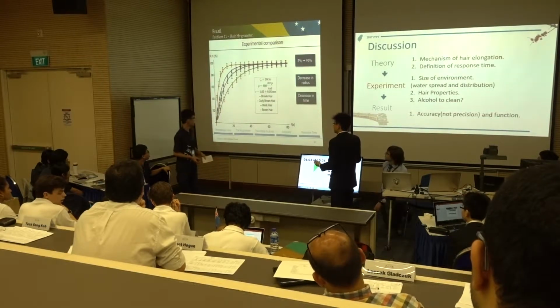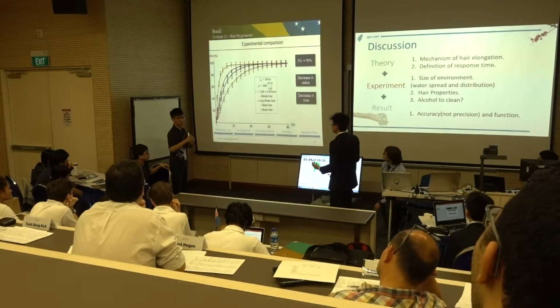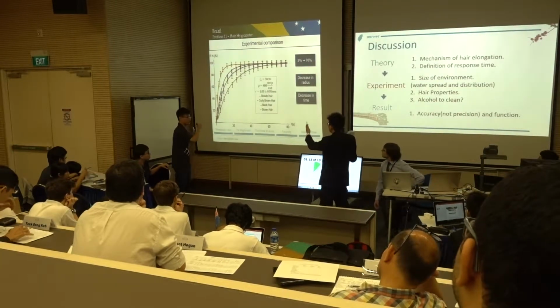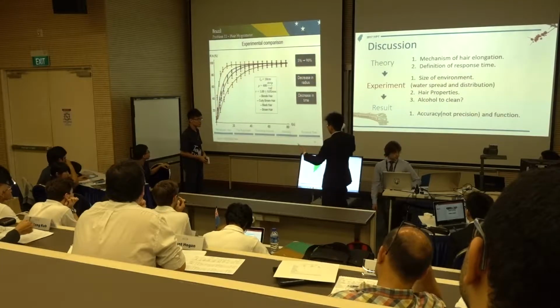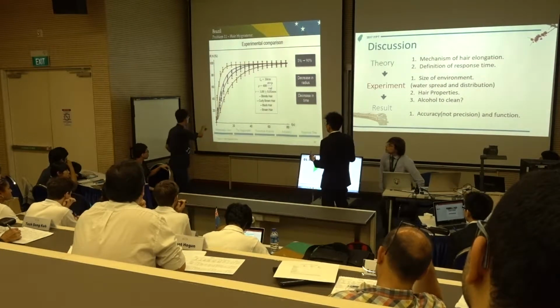In this graph, we can see that as time goes by, the hair does not enlarge at the same ratio. Could you explain why? Well, at first it's enlarged because we are increasing the radius of the hair, and as I said in my explanation. Okay, my question is in the same line.